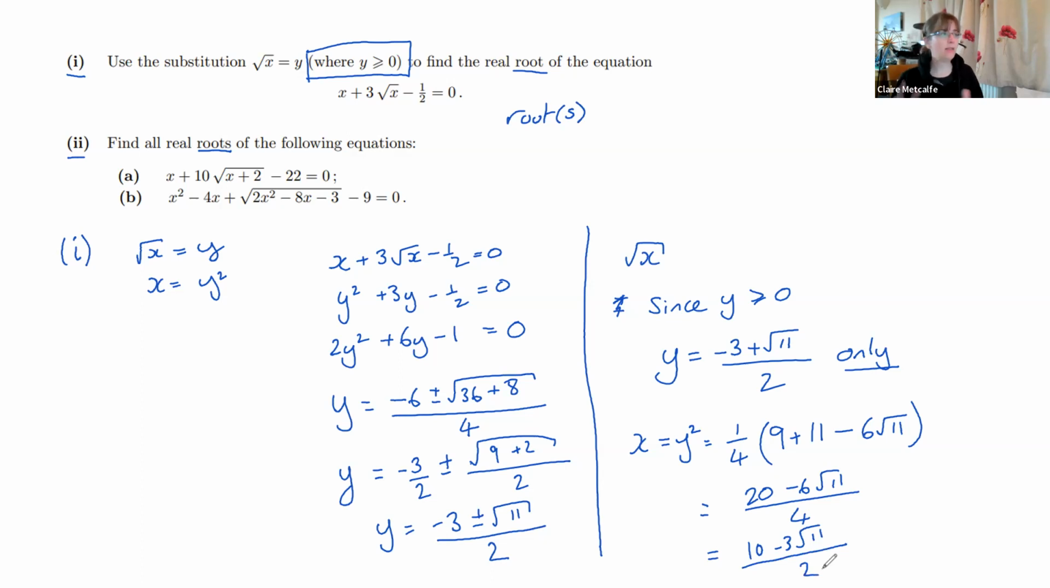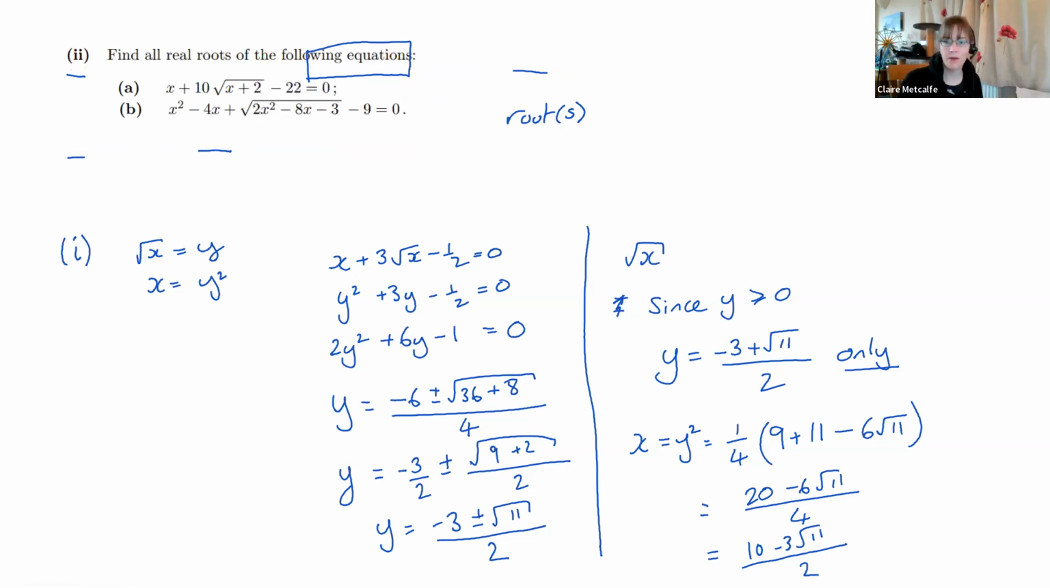Okay, so for that part, you needed to just read the question carefully to make sure that you spotted that it was only one root. And the question also told you how to work out that only one root. It explicitly told you that y was positive. So that's the first part of the question. Let's go on to the second part.